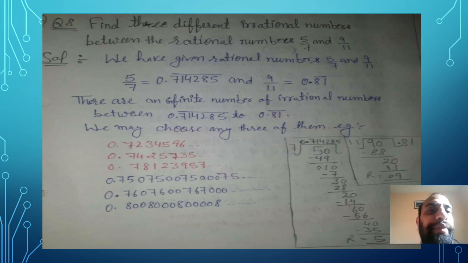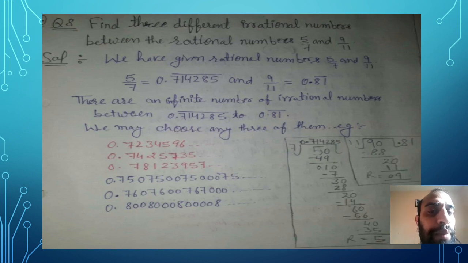We have been given rational numbers 5 upon 7 and 9 upon 11. 5 upon 7 you can write in the form of 0.714285 bar, and 9 upon 11 you can write as 0.81 bar. So to find an irrational number between two rational numbers, the first task is to convert them into decimal expansion. After converting, the next step is to check what the first two digits are in both of the cases.